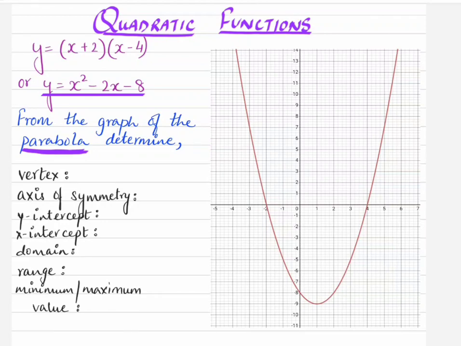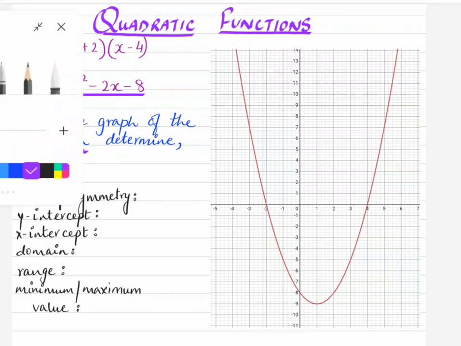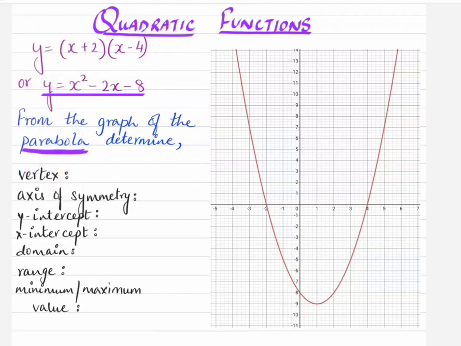So our first bit is vertex, right? So vertex is the corner. You can call it a corner or a peak. So if you have a parabola which is opening down, the top bit here is the vertex, right? And if a parabola is opening up, then the bottom point here is the vertex, right?